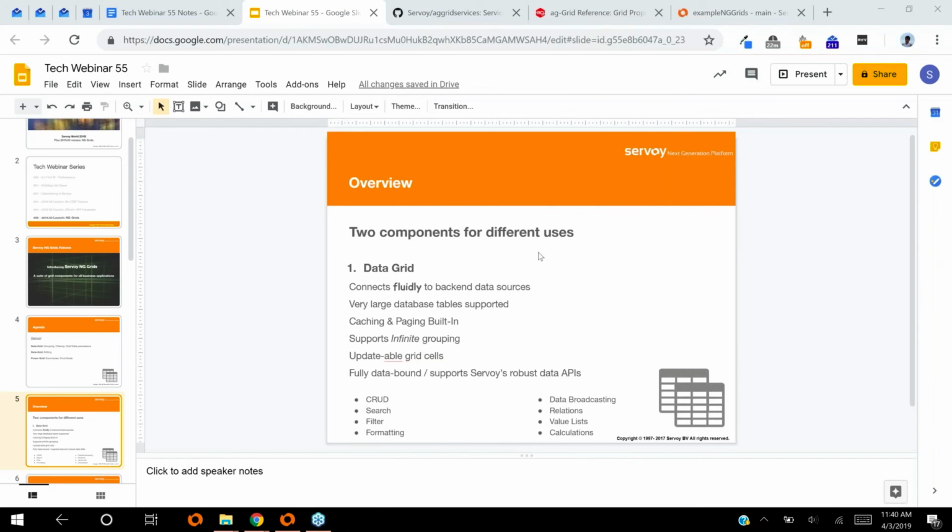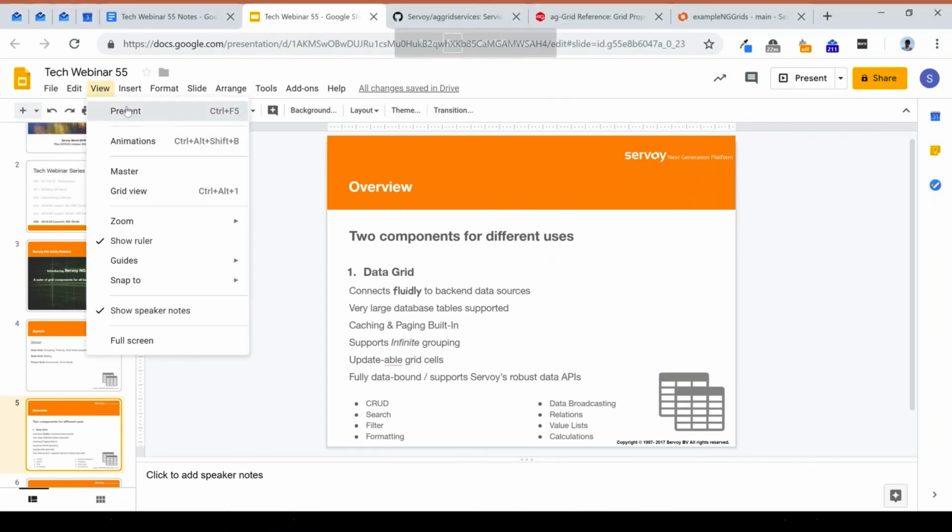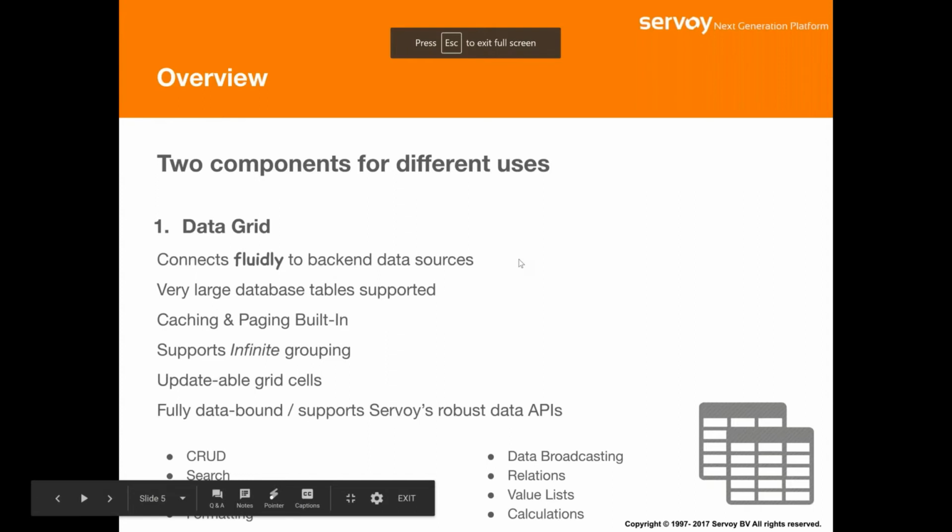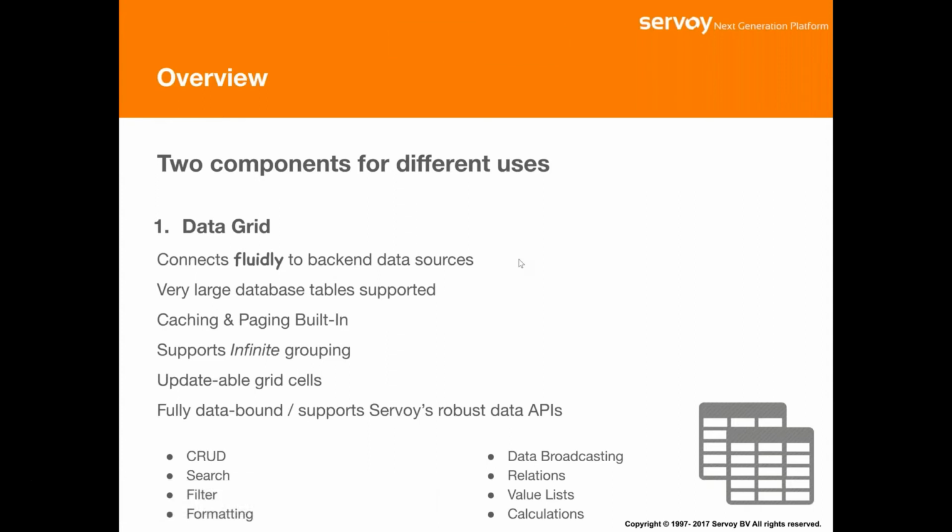Juan asks, on Servoy 8.2.3, when we use the AG grid, our application required internet access to show the component on runtime. Is this still the case in the latest version? That's a good question. I remember seeing this case. I'm not sure if this is solved in the latest version or not.